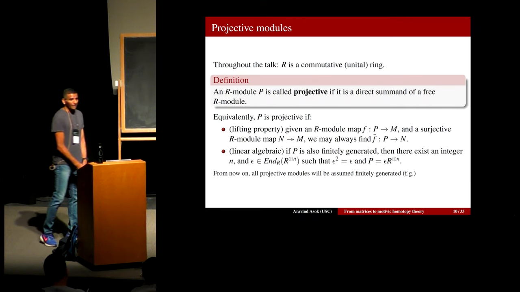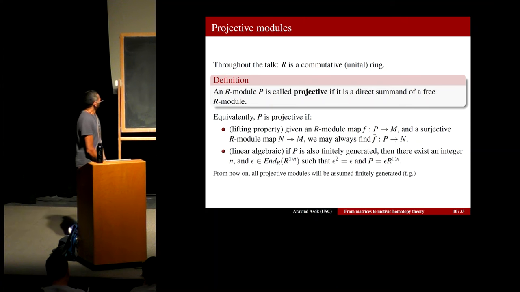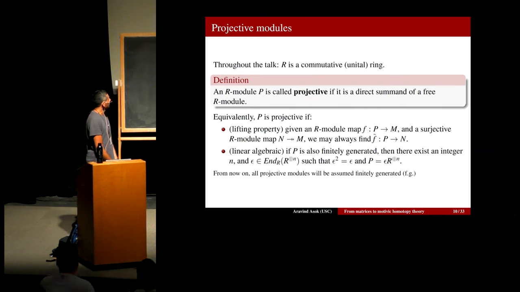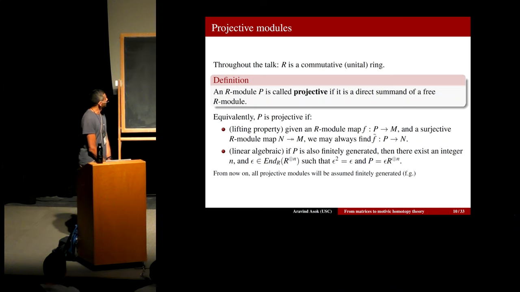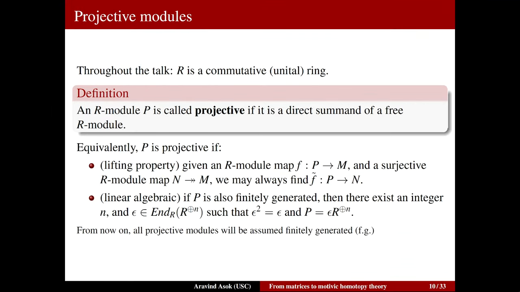But there's also, and this is where the matrices come from, a linear algebraic description, at least if P is finitely generated. So once you use that splitting condition, you can find an integer n and a projection operator, so a matrix with coefficients in R. The fact that it's a projection operator is the condition epsilon squared equals epsilon, and then P is the image of that projection operator. So as far as I understand, this is why projective modules are called projective. All right, so I'm only going to be interested in these finitely generated projective modules.